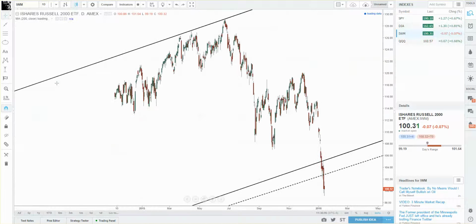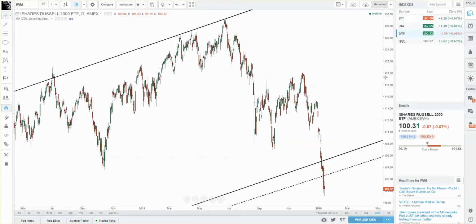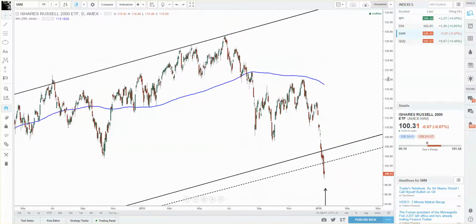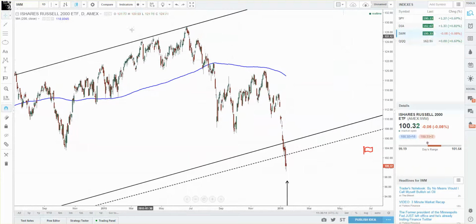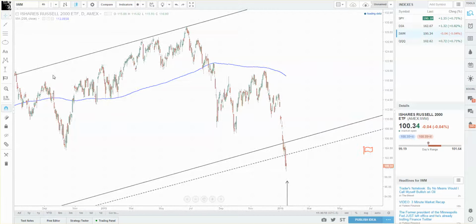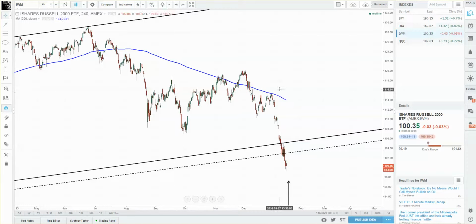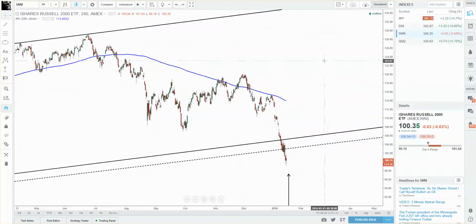Now, let's zoom in and take a look at the pattern here from an Elliott wave perspective in order to find a potential bottom here or not. So we're looking at the daily chart. Let's actually zoom in a little bit further over to the 4-hour chart. This will do just fine.